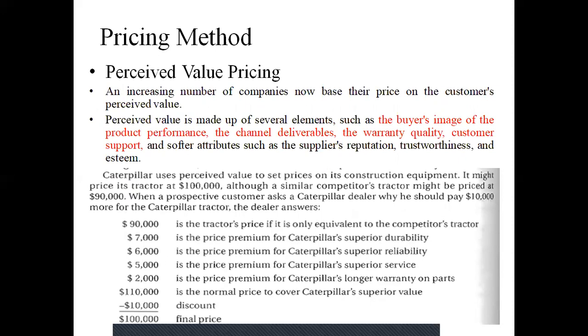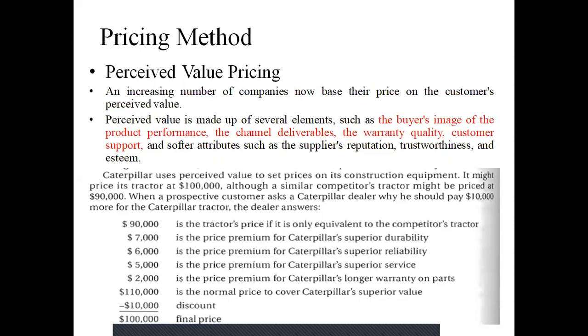So companies now base their prices on customers' perceived value, how the customer perceives value for that particular company. The perceived value could be developed through the buyer's image in the customer's mind. Product performance, channels, warranty, quality, customer support, and those are all different soft attributes. So all these things will be included in the pricing. Let's take an example, Caterpillar. Caterpillar uses perceived value to set prices on its construction equipment.